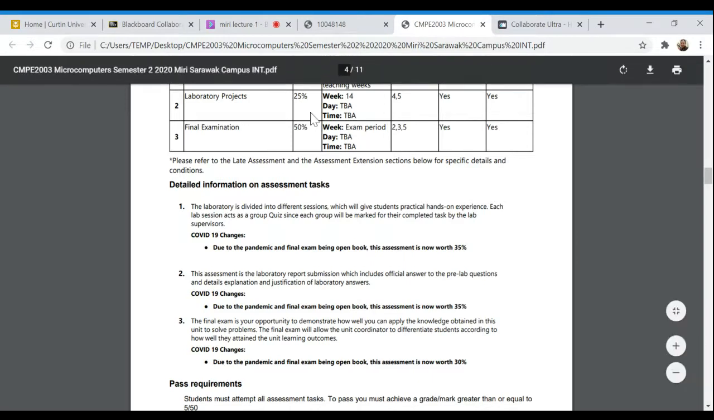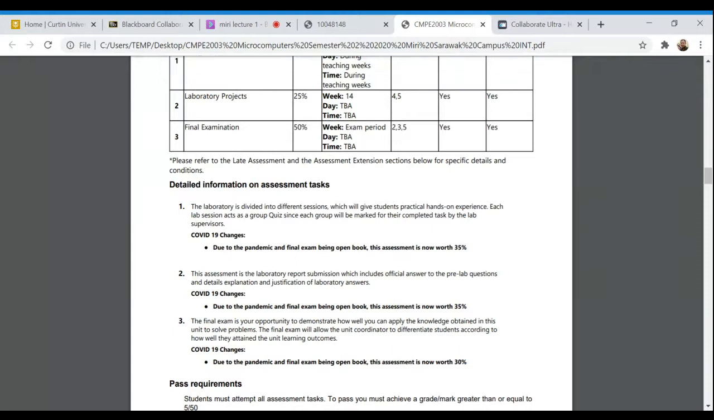So, good news: instead of 25, 25, 50, because of COVID-19 we will have 35, 35, 30. Now, the labs will be purely online, and I think I will be joining Dr. Filbert's sessions also. When the labs are conducted, it will be purely online. I will leave it to Dr. Filbert to explain more on the Moodle page.